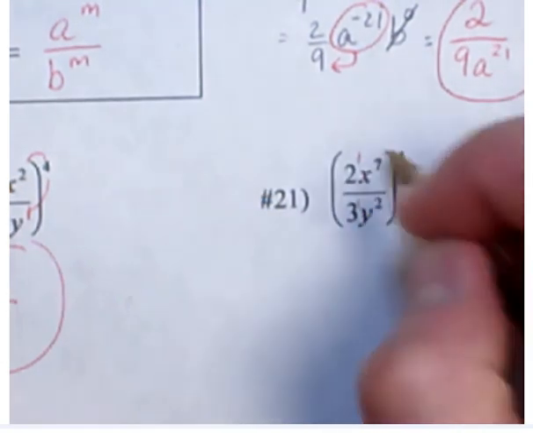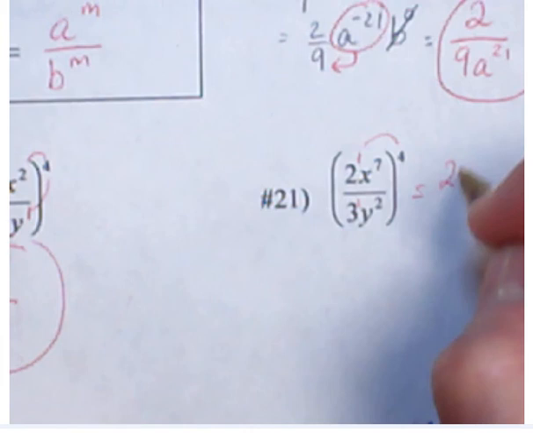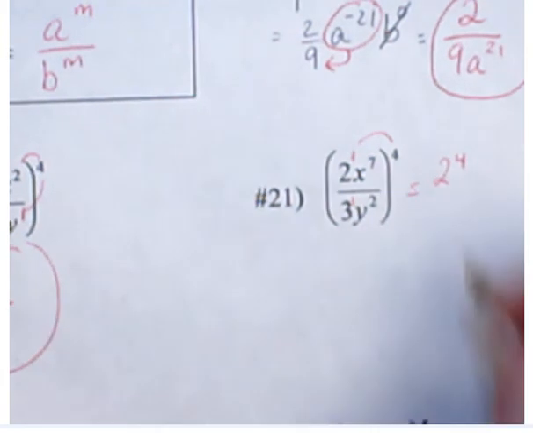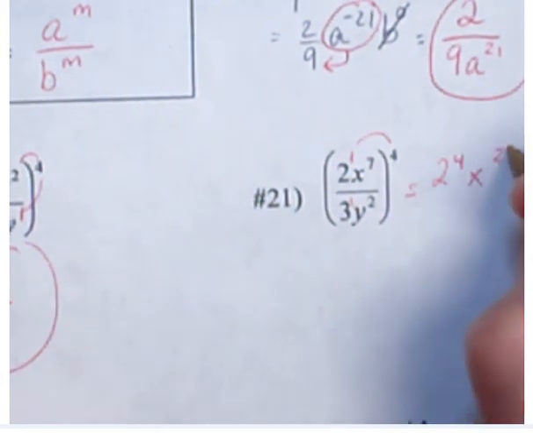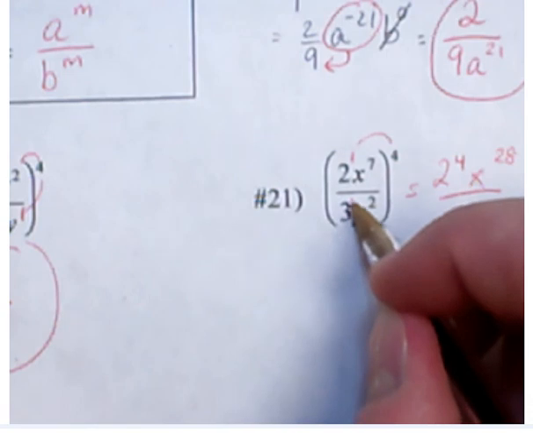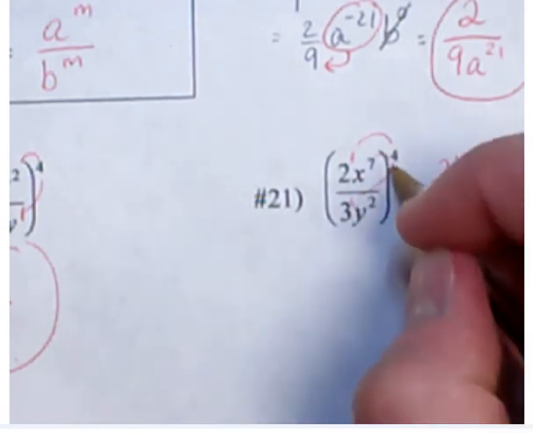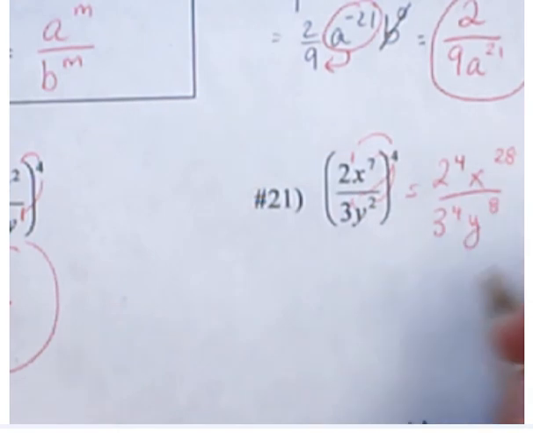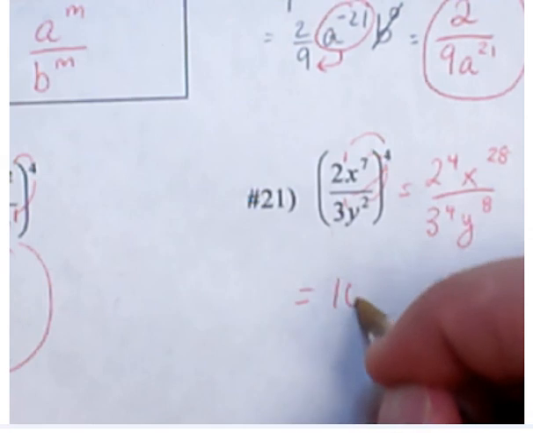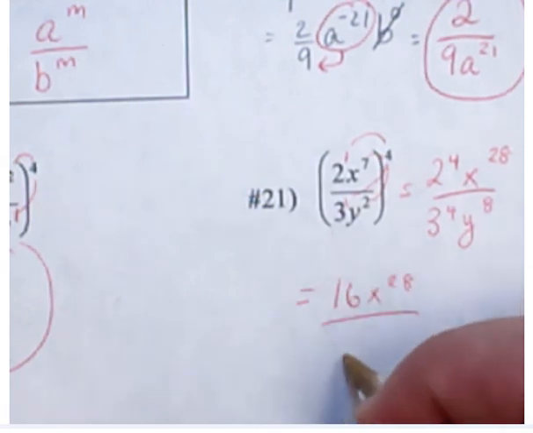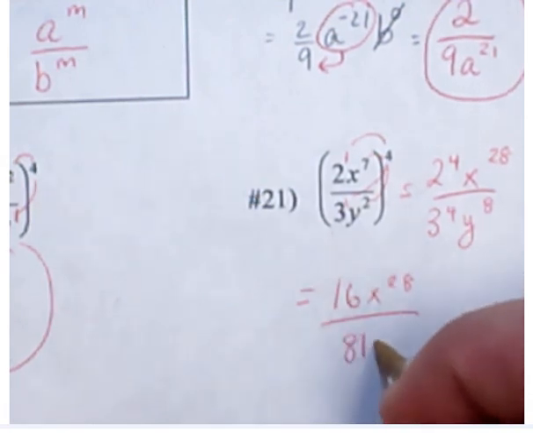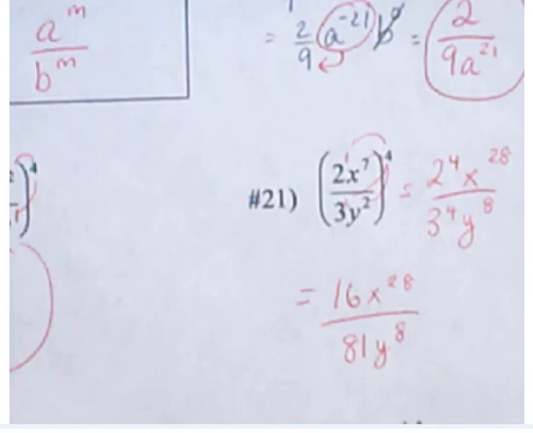So we're going to do 2 to the 4th. We're going to do x to the 7 times 4 is 28. And then at the bottom here, that's 3 to the 4th. And then that's y to the 8th. So we get 2 to the 4th is 16, x to the 28th, over 3 to the 4th is 81, y to the 8th.